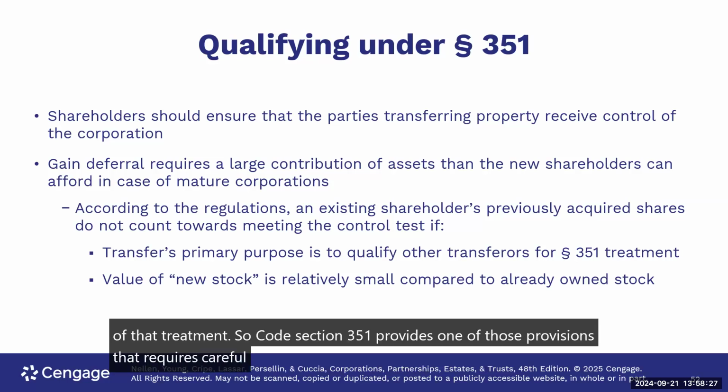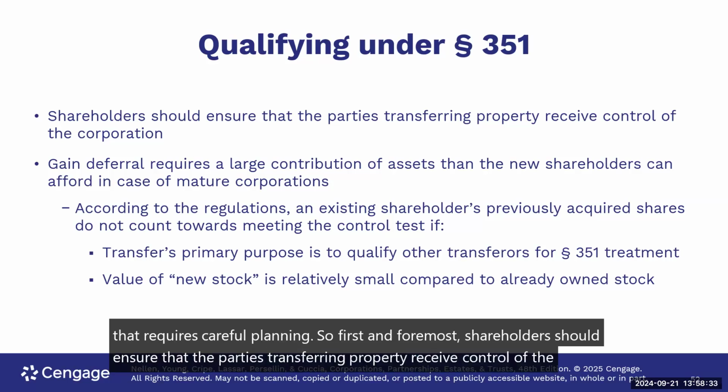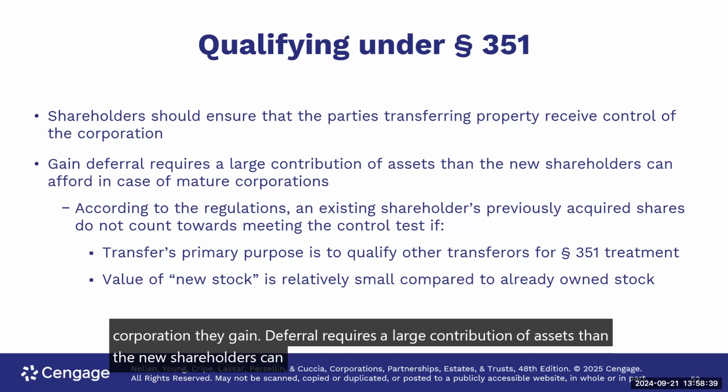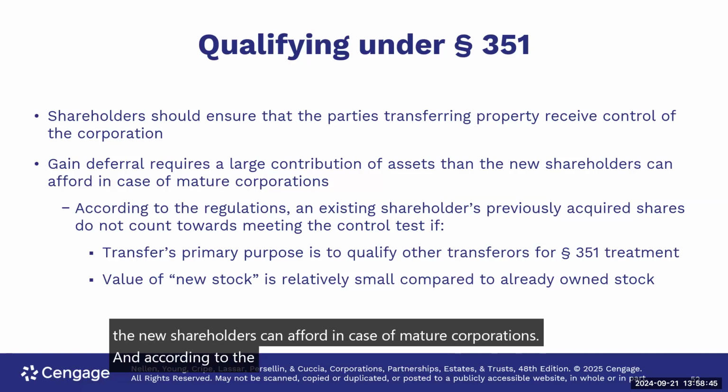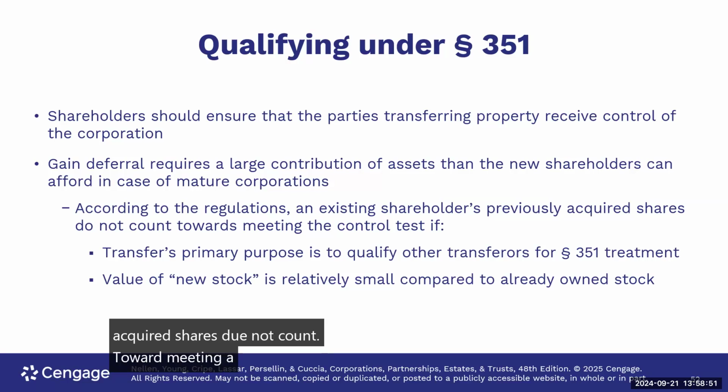First and foremost, shareholders should ensure that the parties transferring property receive control of the corporation. The gain deferral requires a large contribution of assets that the new shareholders may not be able to afford in the case of mature corporations. And according to the regulations, existing shareholders' previously acquired shares do not count toward meeting the control test. So that's very important to keep in mind.